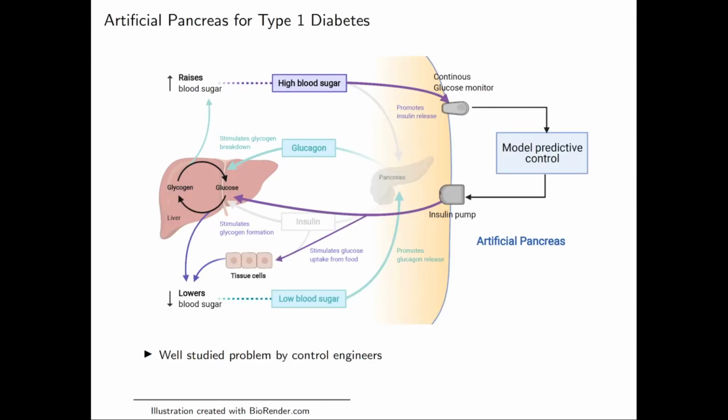The absolute lack of insulin production in type 1 diabetes requires lifelong insulin replacement therapy, for example using an artificial pancreas. Artificial pancreas uses a continuous glucose monitor and an insulin pump for glycemic regulation. Now, treatment of type 1 diabetes using artificial pancreas is a well-studied problem by control engineers, and the majority of artificial pancreas is based on different variants of model predictive control.